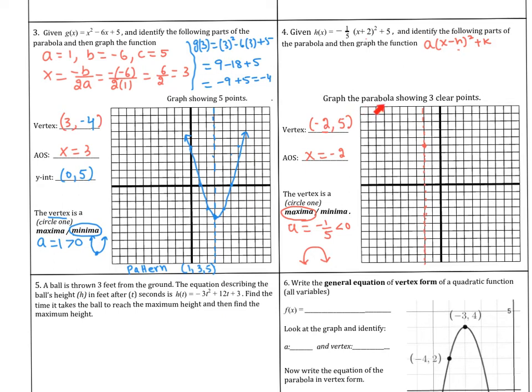You're going to graph the parabola showing 3 clear points. So it means we need 2 more points. One point we are going to find out from the graph. Remember, this graph is a vertical shrink by the factor of 1 over 5.